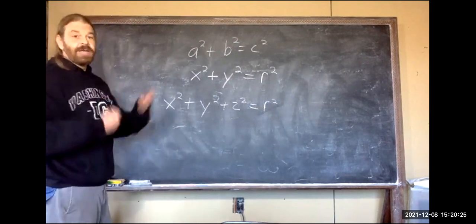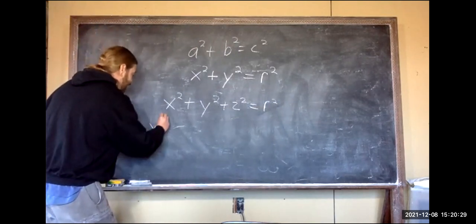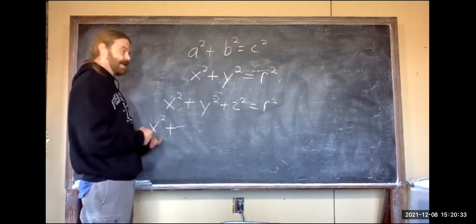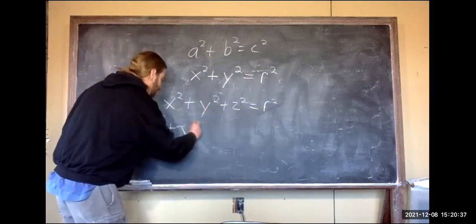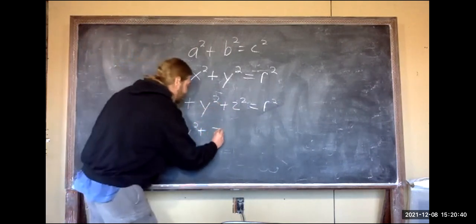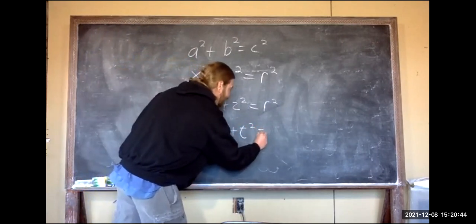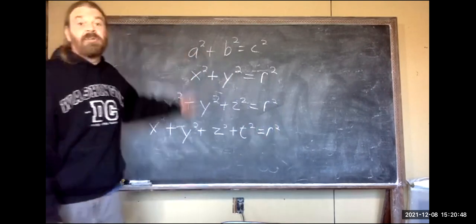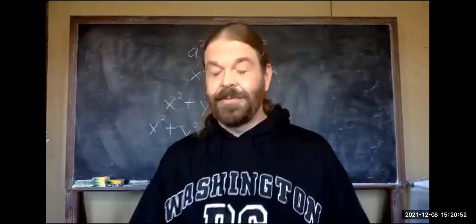Or if we're in 4 dimensions, I'll just add time in there. Space time makes a little more sense. It's still something we can visualize if we consider space and time. X squared plus y squared plus z squared plus t squared equals r squared. So the Pythagorean theorem does hold for however many dimensions we're working in. So in 3 dimensions, we just need that z in there.